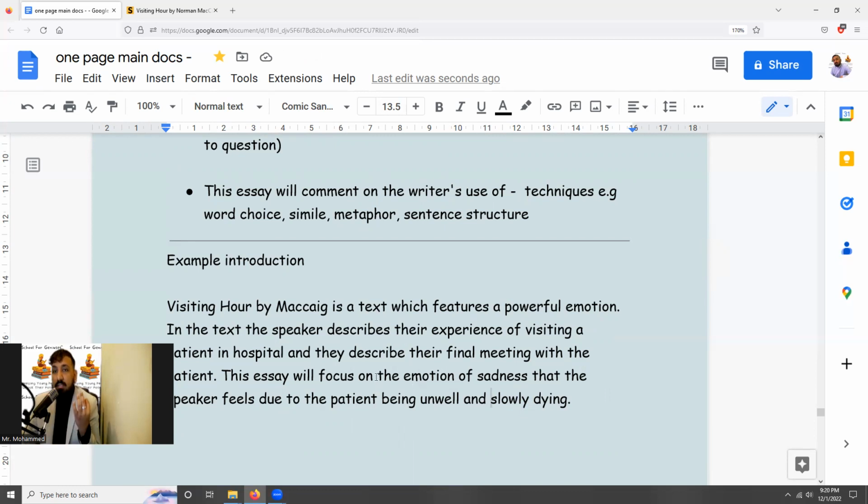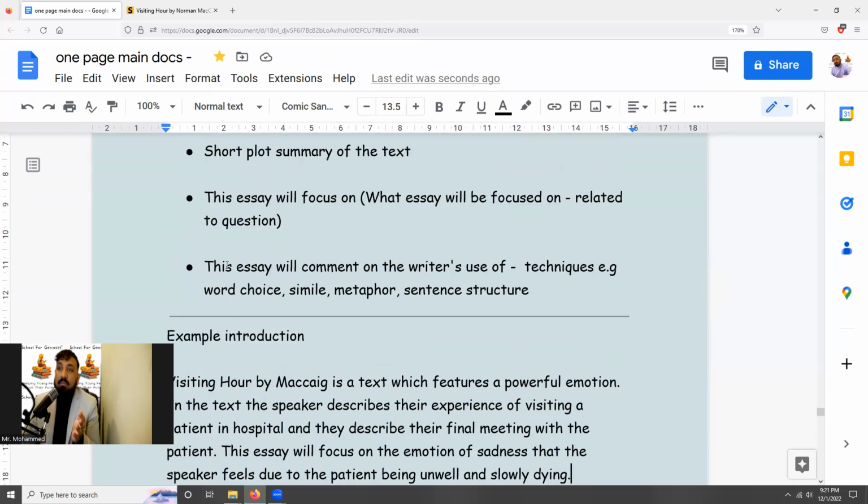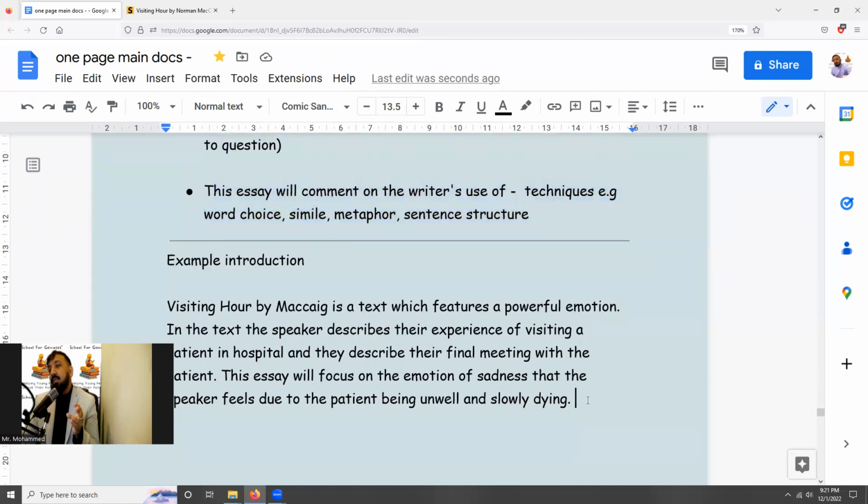So we know that the essay question was general about powerful emotion. So here you make it specific. This essay is going to focus on the emotion of sadness. And then you can just even make it more specific: sadness the speaker feels due to the patient being unwell and slowly dying. Okay, and now all we do is we just do this last part. And again, it's word for word in terms of the beginning part.